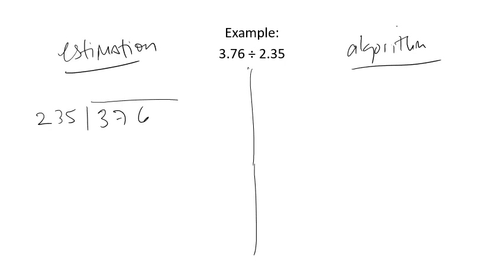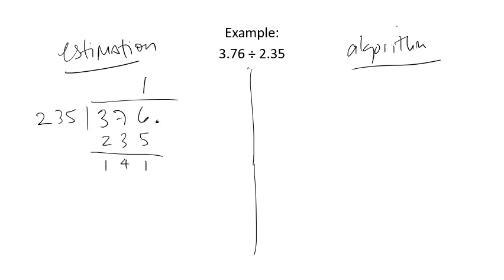So 235 won't go into 3, and it won't go into 37, but it will go into 376. So I can't take any groups of tens or of hundreds, but I can take groups of ones. And there's one group of 235. So I'll subtract that off. I get 141. I can stop and make sure this number is in the right range. It's not negative, clearly, and it's not greater than 235. So there's nothing here that indicates I could take another group of 235. So I know that one time is correct.